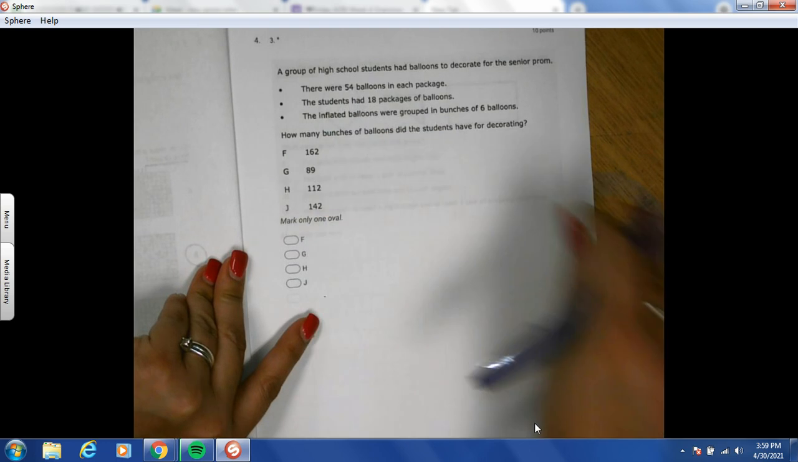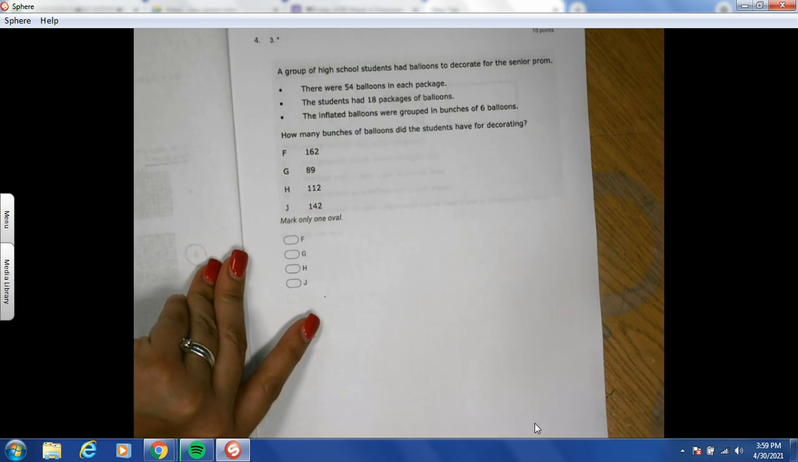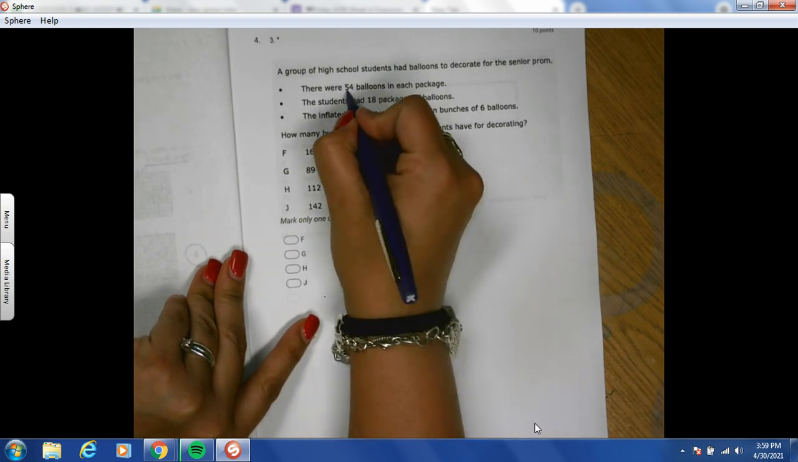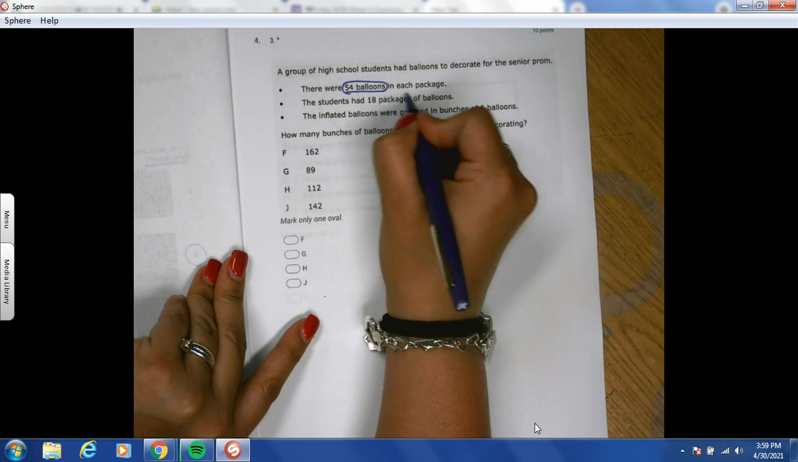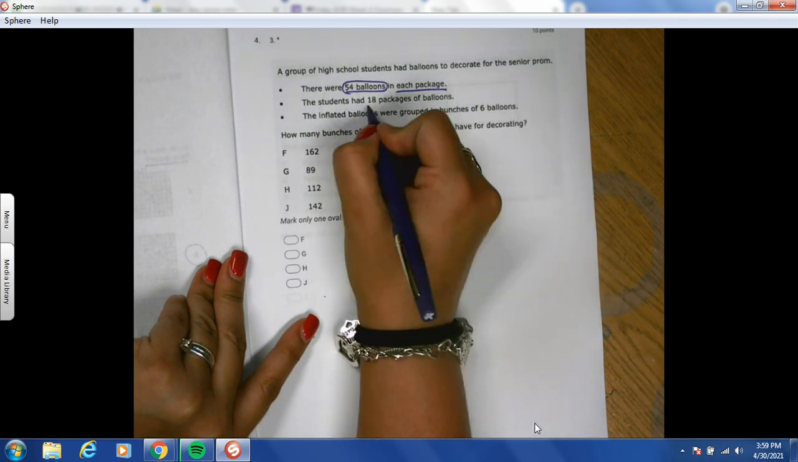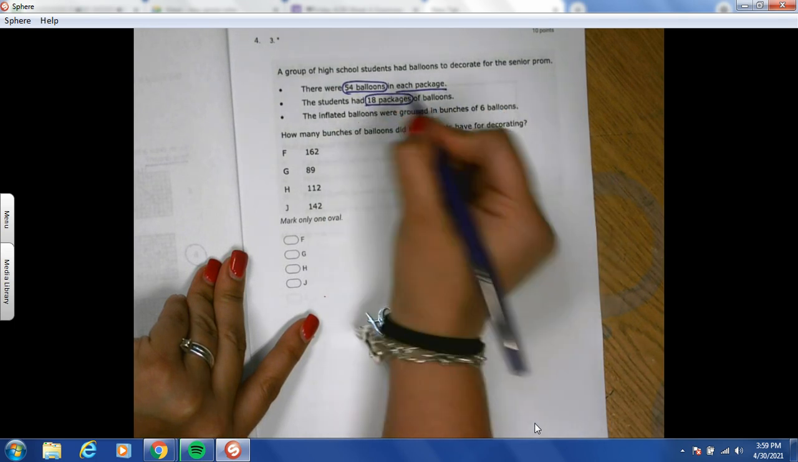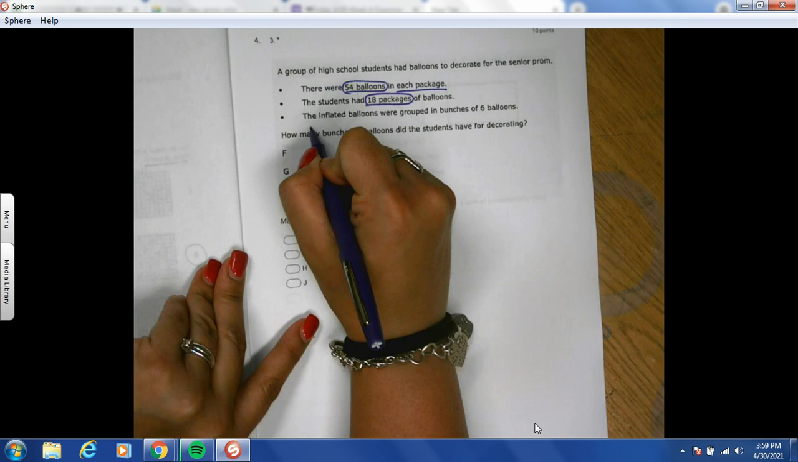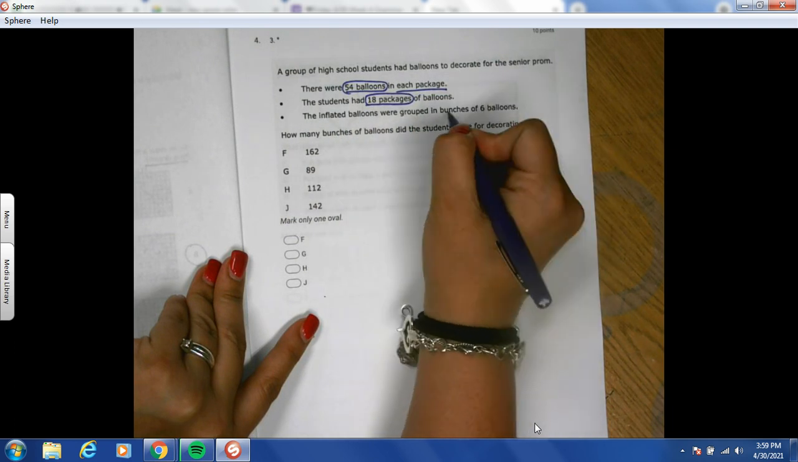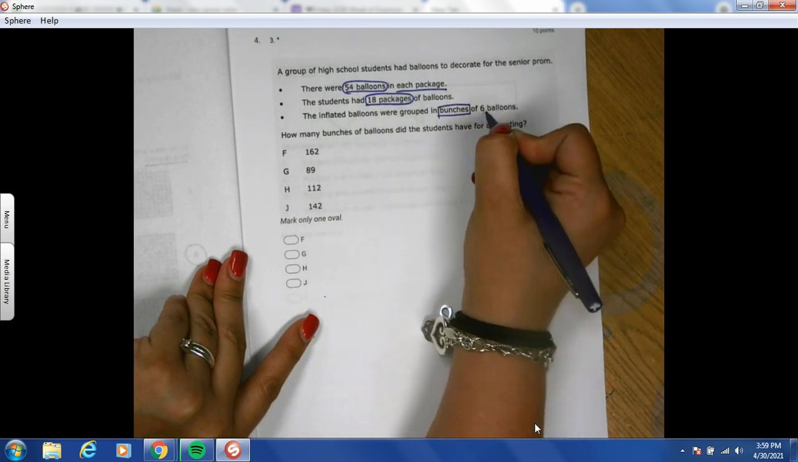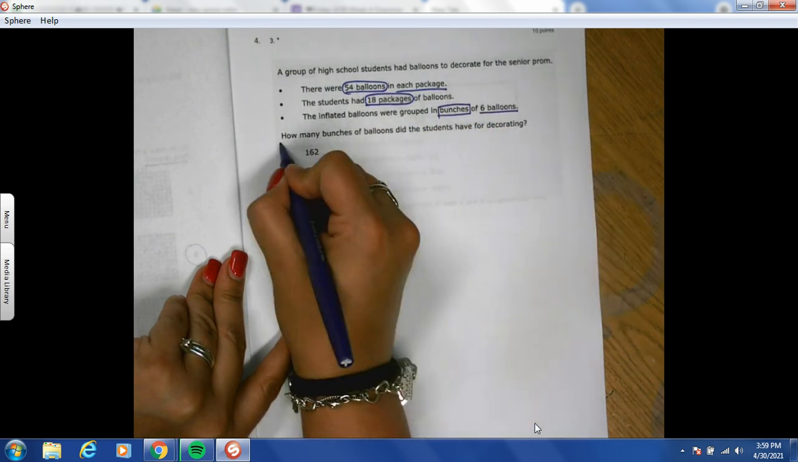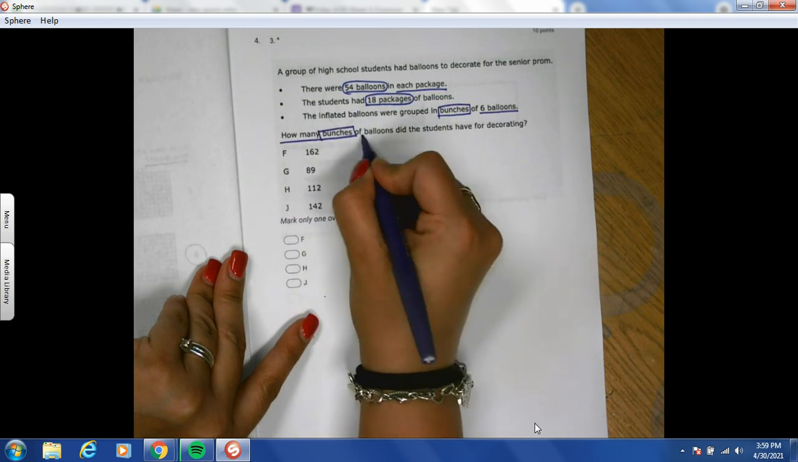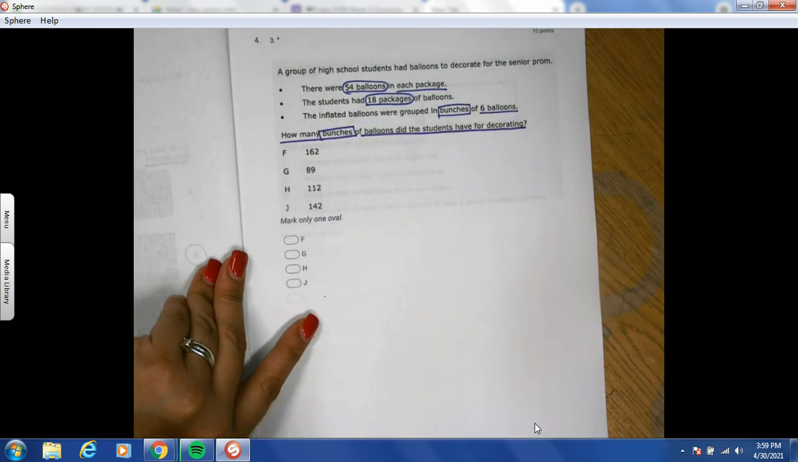It says a group of high school students had balloons to decorate for the senior prom. There were 54 balloons in each package. They had 18 packages of balloons. The inflated balloons were grouped in bunches of 6 balloons. How many bunches of balloons did the students have for decorating?